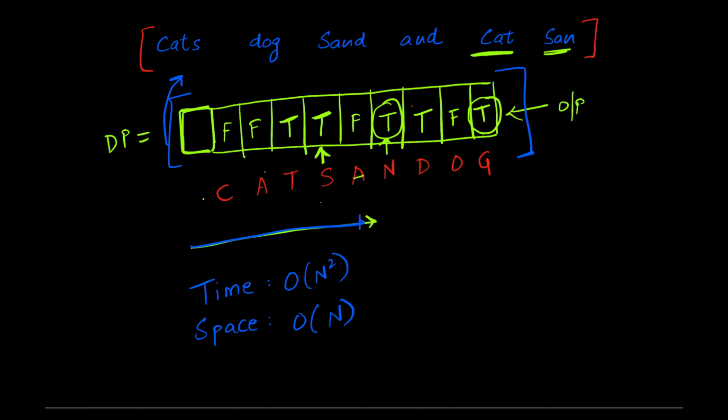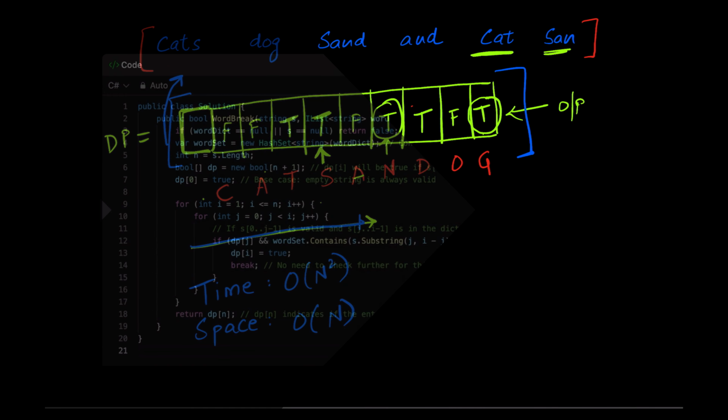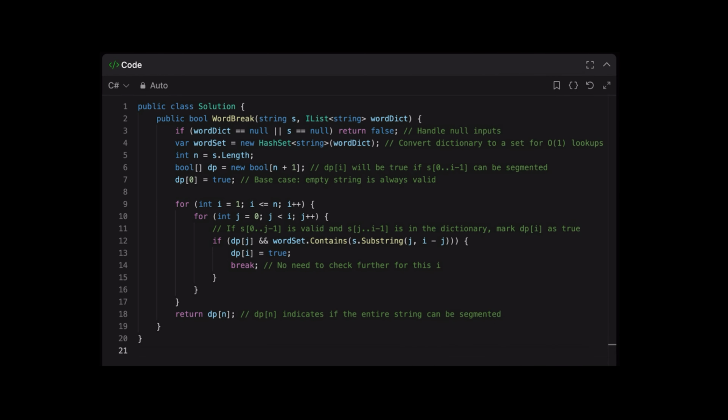I hope you were able to understand the explanation. Let me show you how we can implement this approach using C#. In this C# implementation, I am validating that both the word dictionary and S are not null. If either of them are, I am returning false. After that, I'm converting the list of strings, that is the dictionary, into a hash set for faster lookups. On the next line, I'm initializing a DP array of type boolean, setting the length to n plus 1. And as we discussed, the first element in the array will always be true as it represents the empty string.